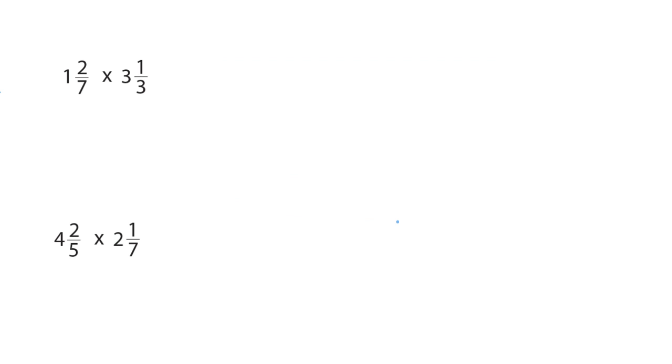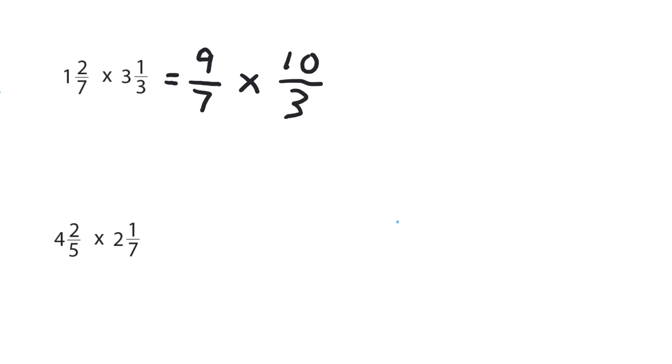Here's where I'd like you to pause the tutorial, try these 2 questions, and then compare your answers to mine. So let's begin by converting these 2 mixed numbers into improper fractions. So we do 7 times 1 is 7, plus 2 is 9. That's the numerator. Denominator of the improper fraction remains the same. And then we have 3 times 3 is 9, plus 1 is 10, and we have 10 over 3.